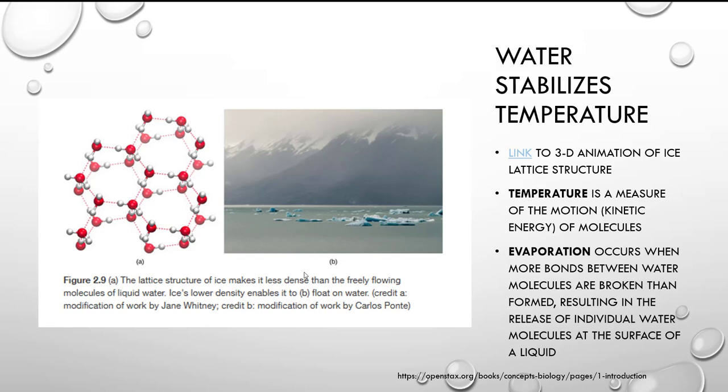So basically that ice will form on the surface. Also, because it's forming on the surface, it creates an insulating barrier to protect everything below it. So it prevents the water below it from freezing.